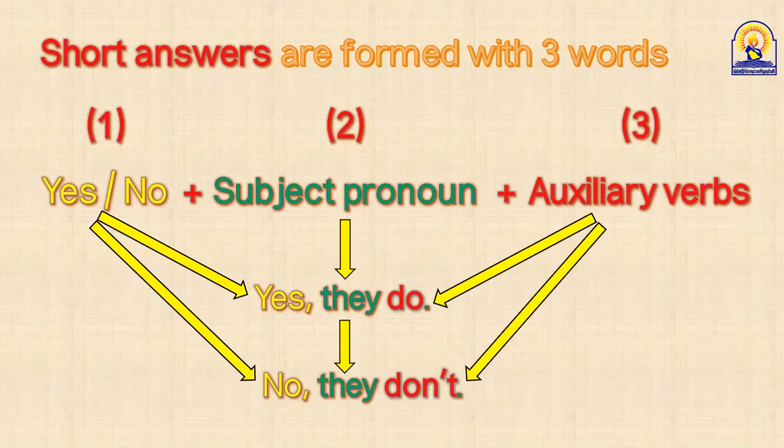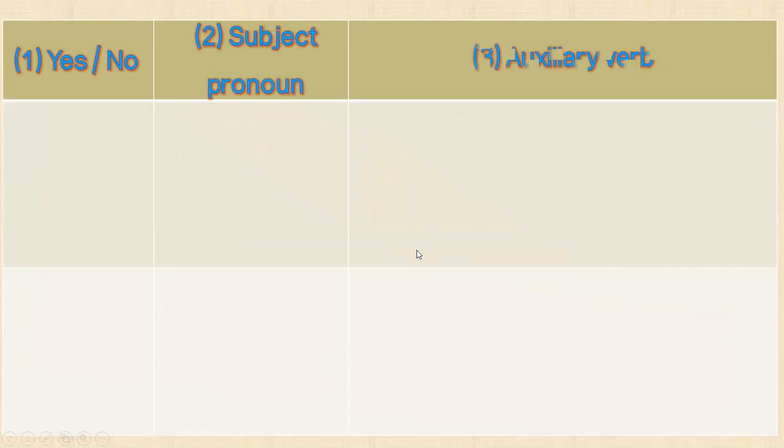I hope Al-Ghamdi is still there. Ghamdi, if you want to make a correct short answer, number 1, start with yes or no. Number 2, put one of the pronouns. Number 3, an auxiliary verb, Ghamdi, not the main verb. I cannot put watch, go or drink. I must use one of these auxiliary verbs. So what are the auxiliary verbs and what are the pronouns? Let's check this table.